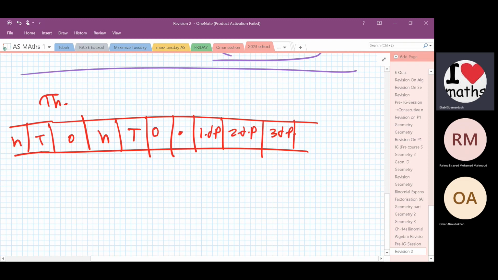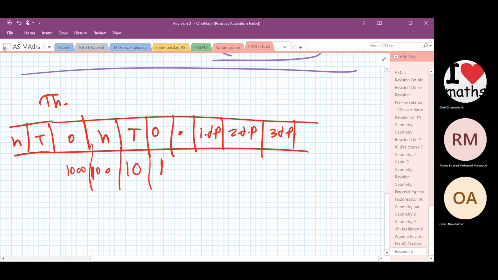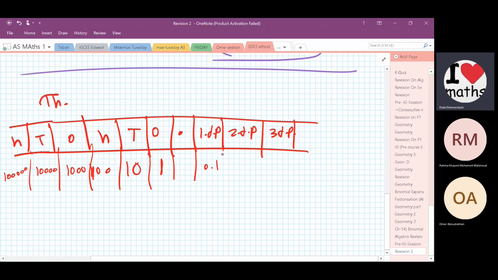Okay, how do we translate it? Ones means 1, tens means 10, 100 means 100, then 1,000, 10,000, 100,000. Now, 1 decimal place means 0.1, 2 decimal places means 0.01, and 3 decimal places means 0.001. Agreed? So these are the translations for our question.